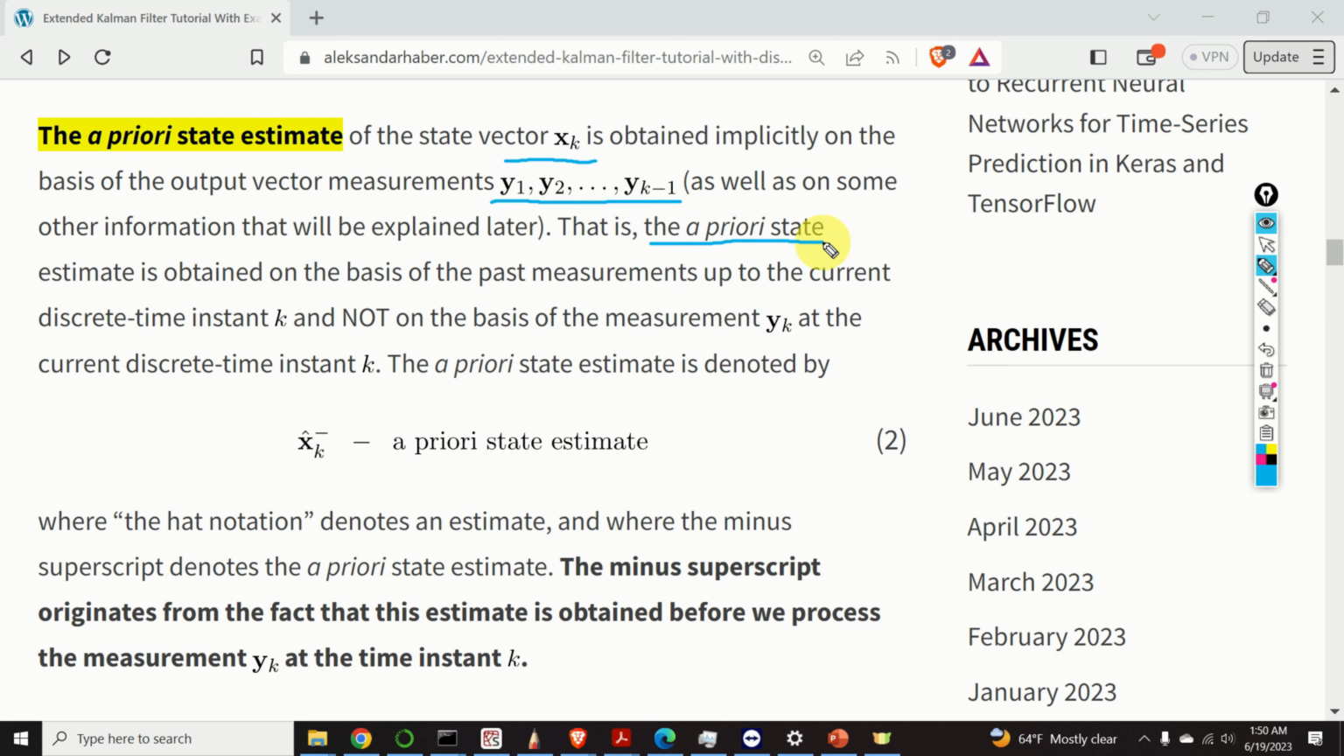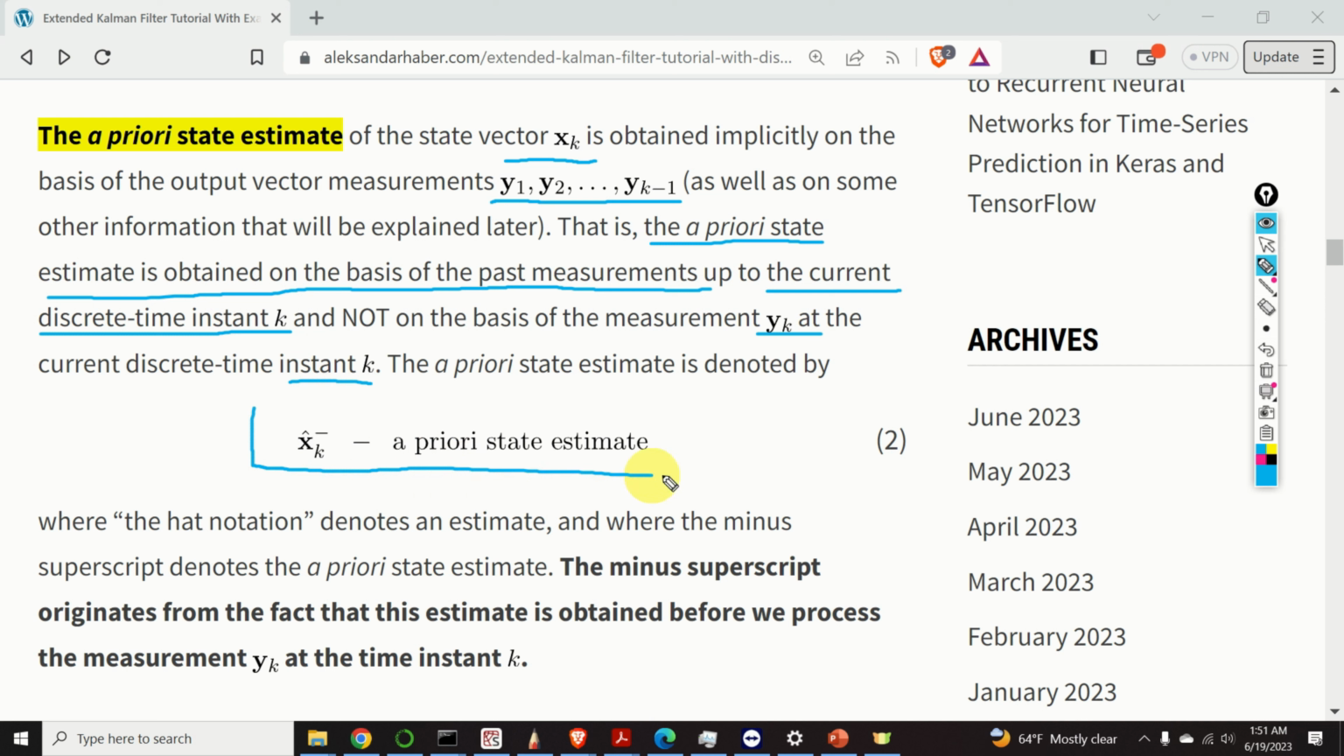That is, the a priori state estimate is obtained on the basis of the past measurements up to the current discrete time instant k, and not on the basis of the measurement yk at the discrete time instant k. The a priori state estimate is denoted like this. And let's explain this notation.